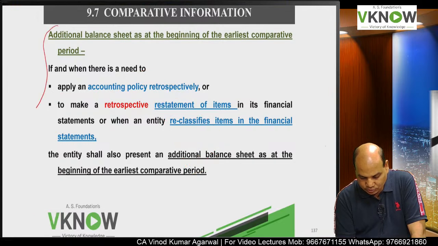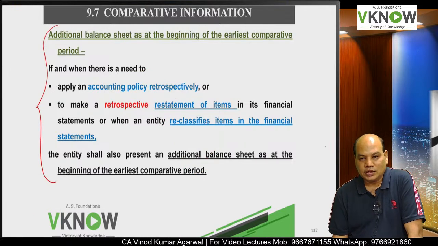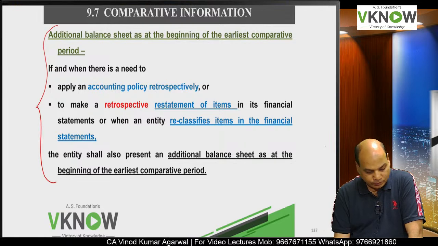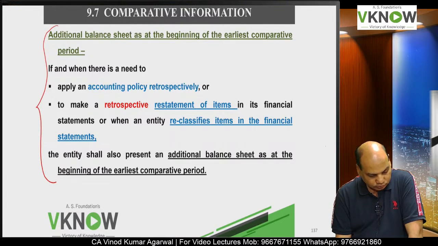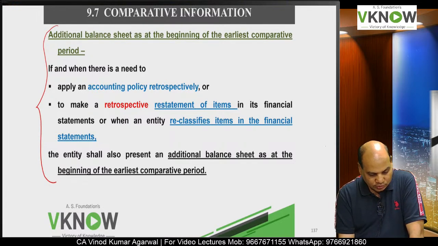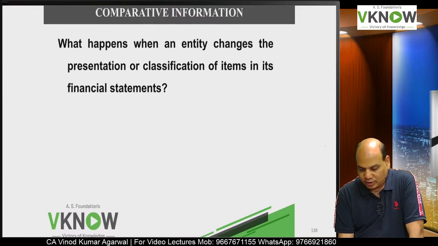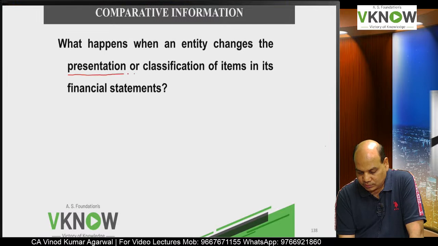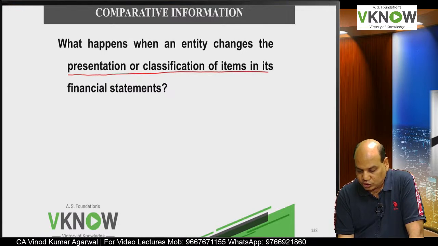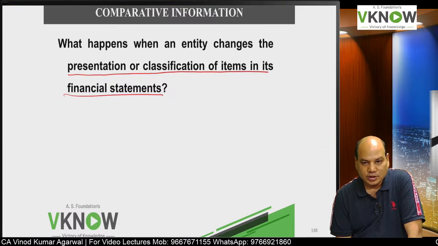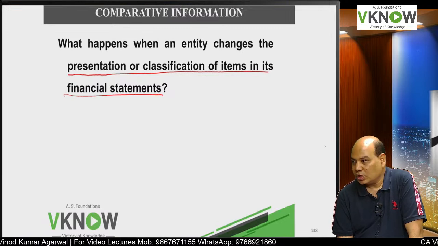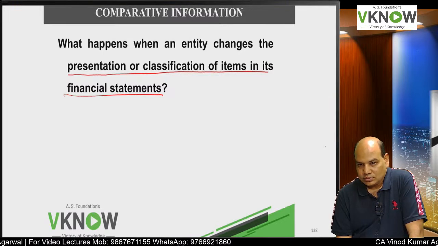So this is a possible question: when is additional balance sheet required to be presented? You will be able to answer? Okay. Now what happens when an entity changes the presentation or classification of item in the financial statement? Now this is not error, but they have changed the presentation or classification. Then what will I do?